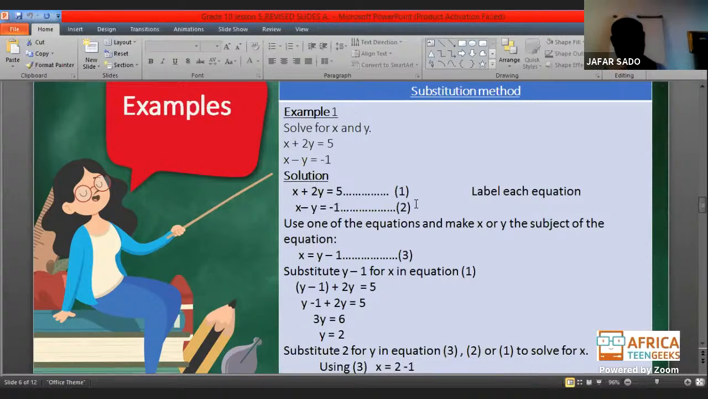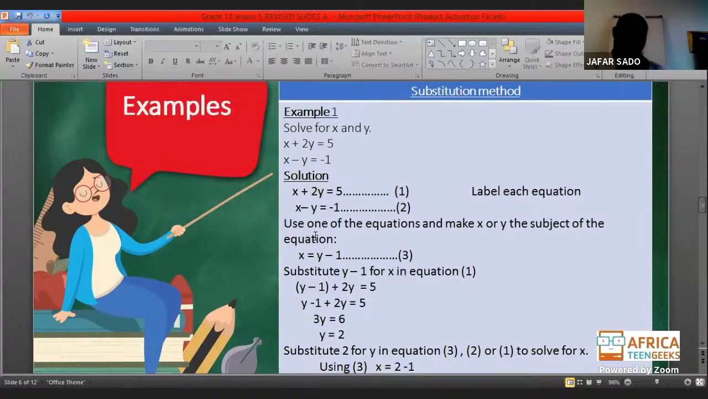Equation 2 seems simpler. So you simply say x minus y equals 1. We need to make x the subject of the formula, meaning we need to isolate x and make x stand alone. To do that, we transpose negative y to the right-hand side to become positive. And then we have x equals y plus 1. So from equation 2, we make x the subject of the formula.